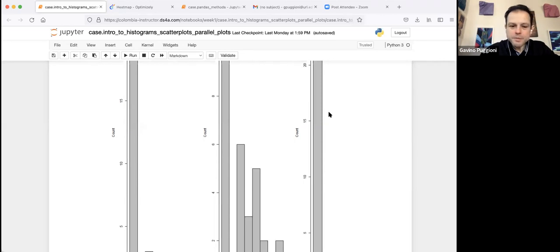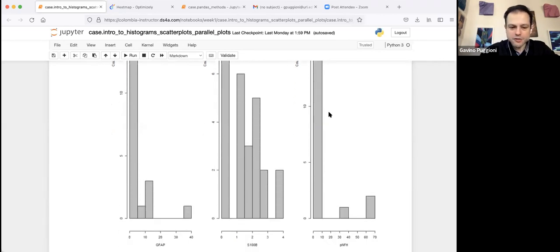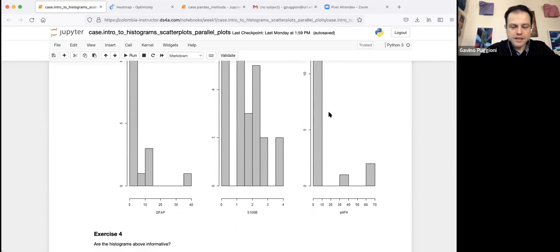But anyway, by looking at these histograms, the question is, are they really informative? Is this really the best instrument?